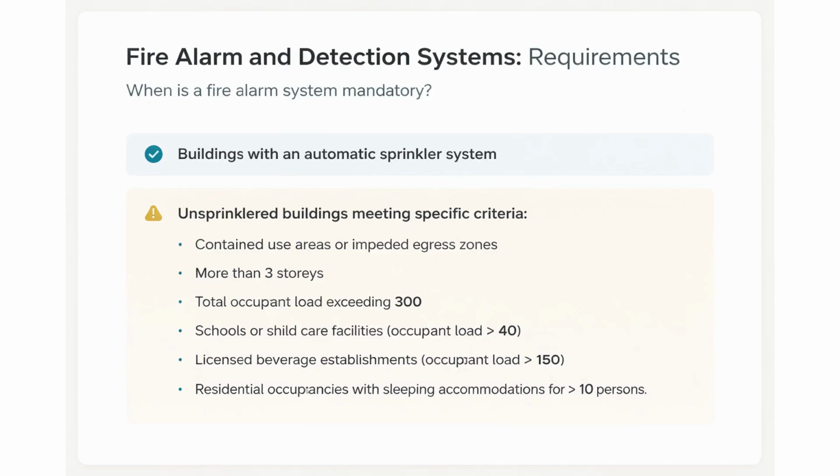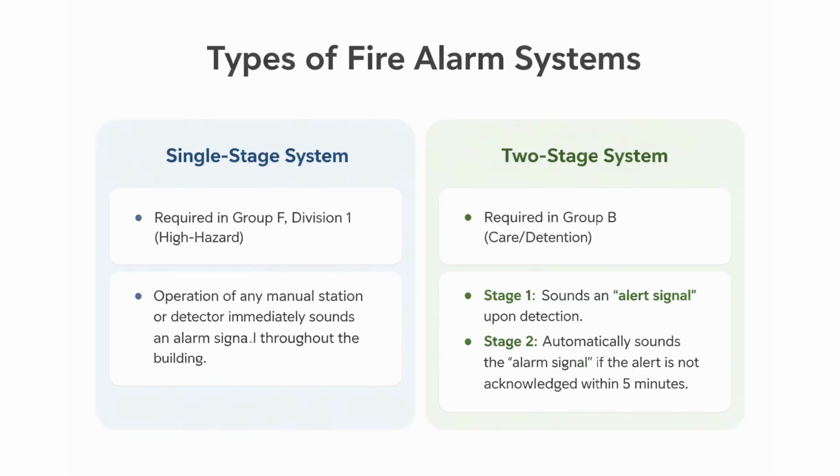Fire alarm systems generally fall into 2 categories, single-stage and 2-stage. A single-stage system, required in high-hazard industrial occupancies, immediately sounds a general evacuation alarm the moment a detector or manual station is triggered. A 2-stage system, which is required in Group B care or detention occupancies, first sounds an alert signal to notify staff. If that alert isn't acknowledged within 5 minutes, it automatically escalates to a full alarm signal. This prevents panic and allows staff to investigate in sensitive environments.